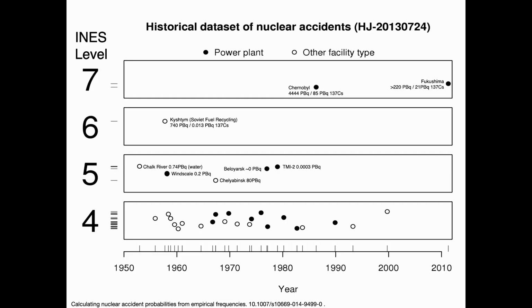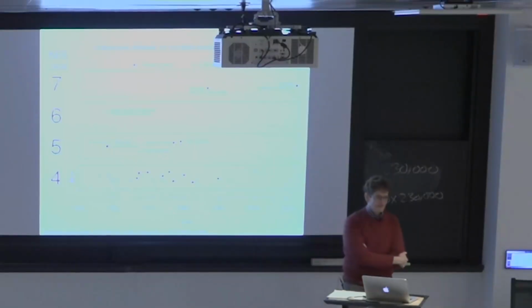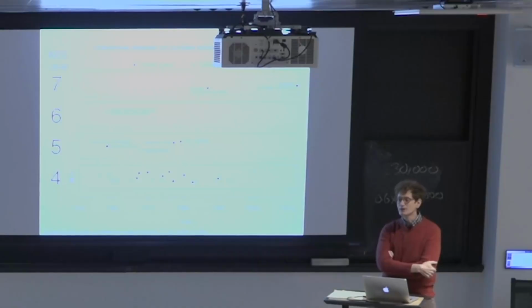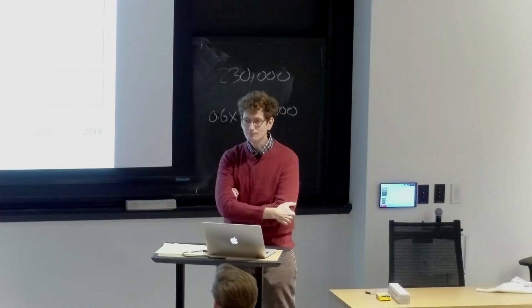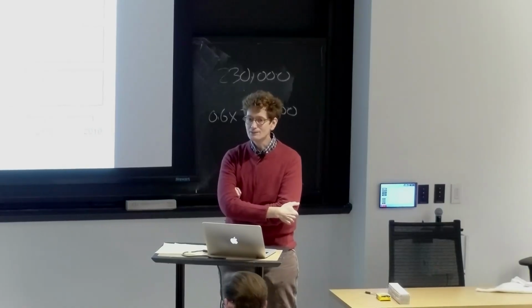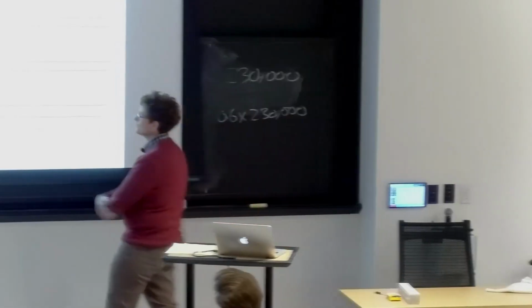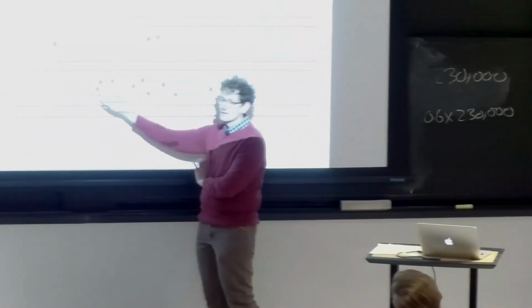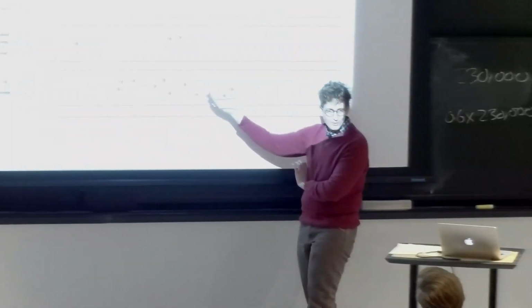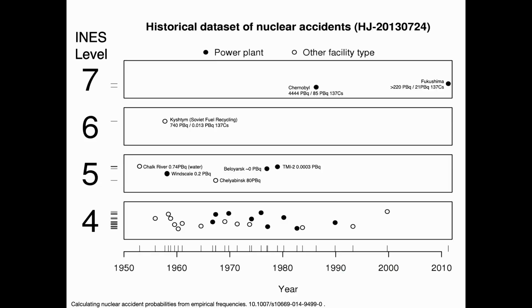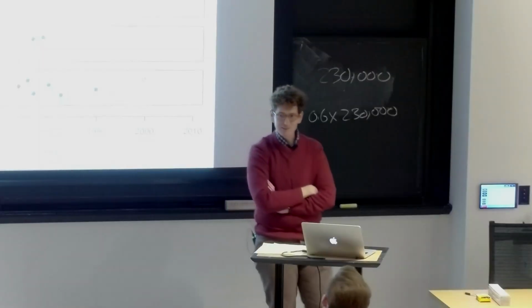So here's the thing. These large INES 7 accidents are typically what we call beyond design basis accidents. That means we did not do things to the reactor to prevent these accidents from occurring. So although we are improving the reactor safety for small events, which we are designing for, we are not doing anything to deal with these beyond design basis accidents.